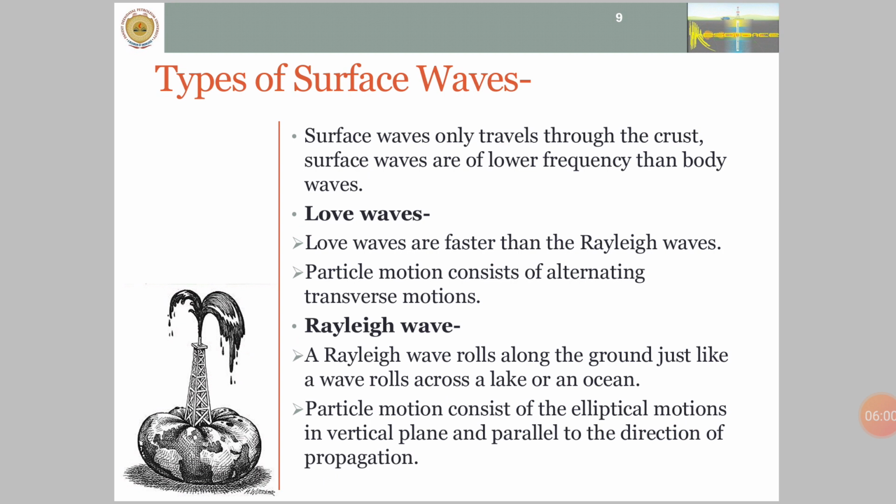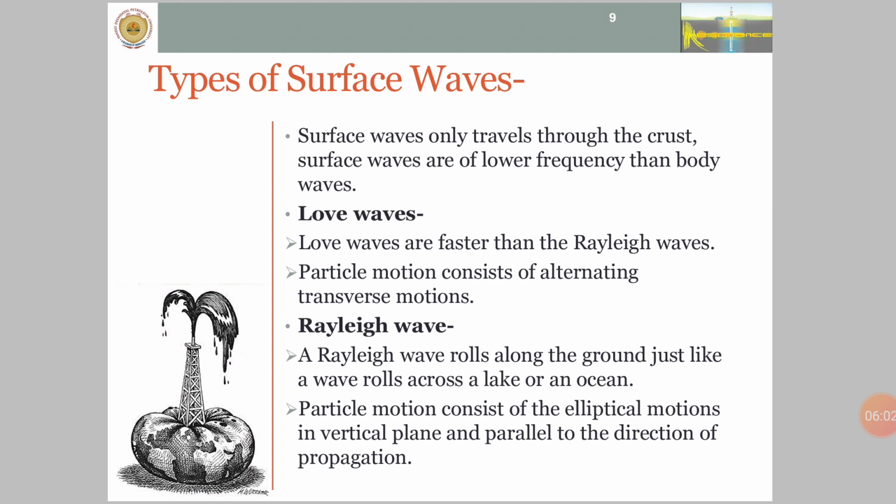Love wave particle motion consists of alternating transverse motions, whereas Rayleigh waves are retrograde elliptical in motion. A Rayleigh wave rolls along the ground just like a wave rolls across a lake or an ocean. Particle motion, as I told, consists of the elliptical motions in the vertical plane and parallel to the direction of propagation.